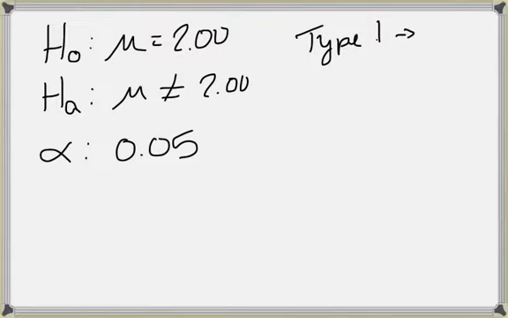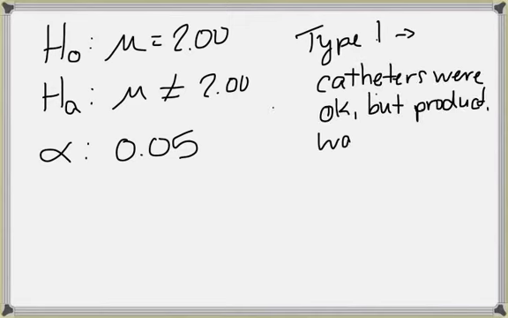Okay, so for the type 1, the catheters were okay, but production was stopped. Okay, so that would be our type 1 error. Now let's look at the last question.